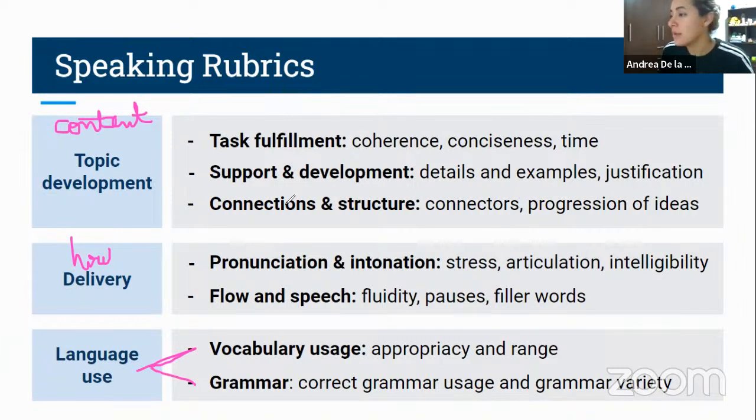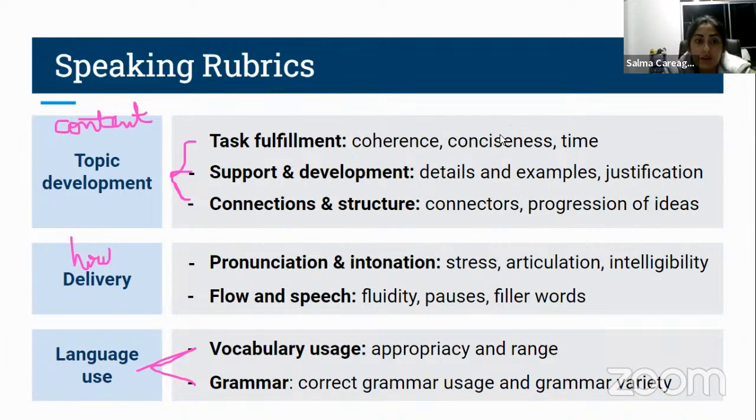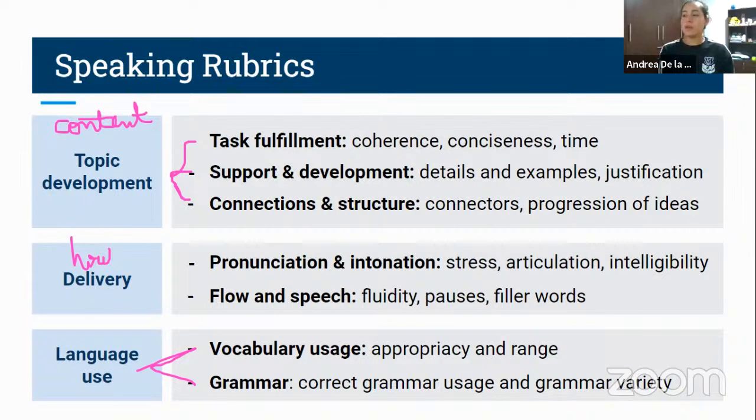Okay, guys? So, Salma, please, could you maybe read what we have here for topic development, those 3 bullet points? Task fulfillment, coherence, and timing. Support and development, details and examples, justification. Connections and structure, connectors, progression of ideas. Okay, thanks so much, Salma.